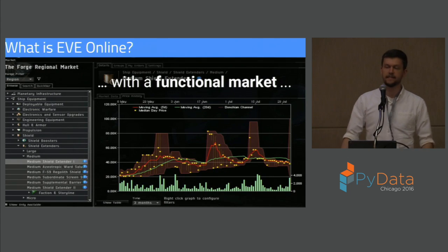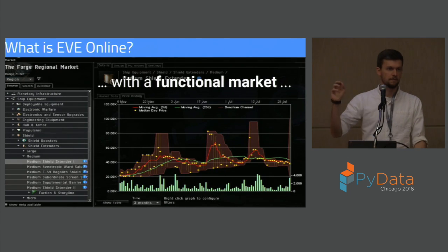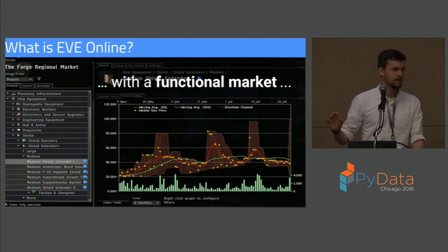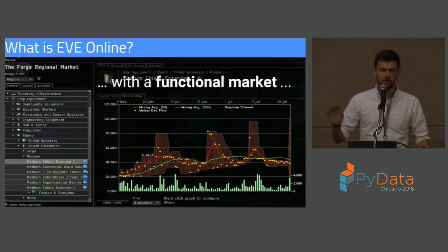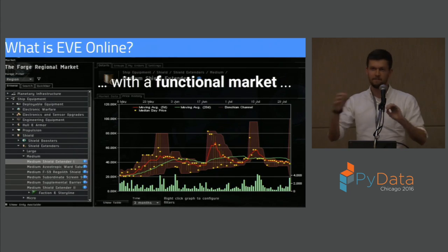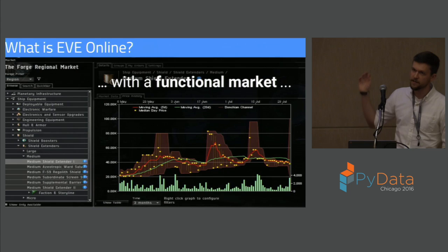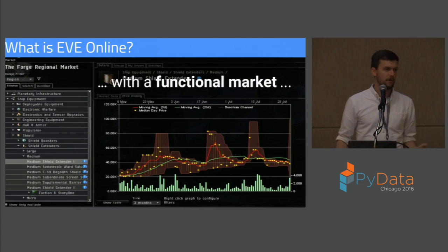What this means is you can sit in the middle of item trades in the game and make money just by being a middleman. And for the rest of this talk, whenever I say make money, you can just replace that with fake internet money. This isn't making actual money. It's just kind of an exercise in learning to use these tools. But you can make money just by participating in the market, buying items at a low price, and selling them at a high price. So that's kind of what I'm trying to do here.